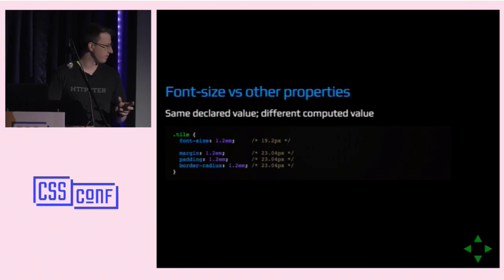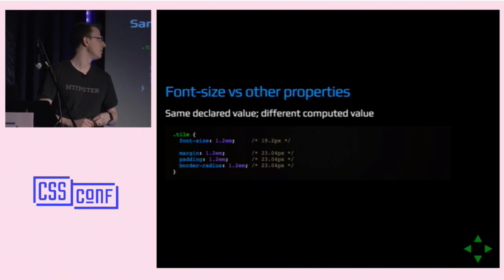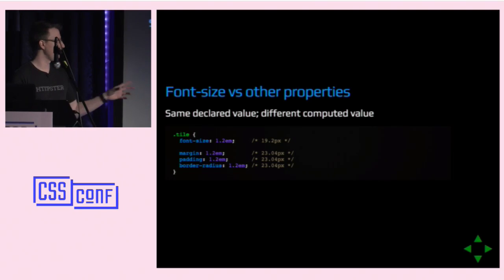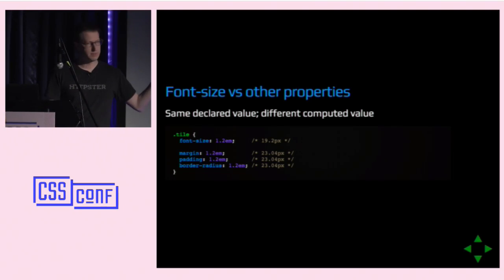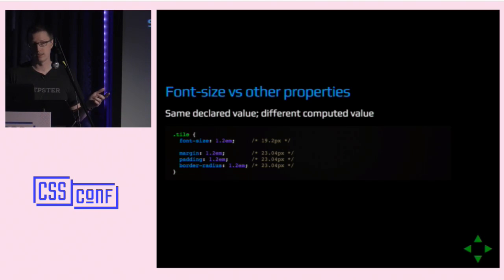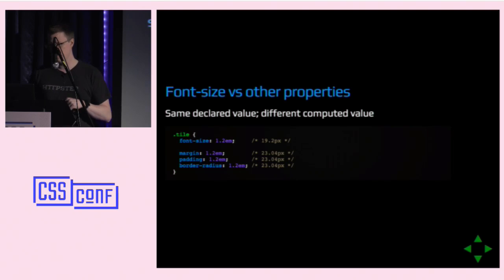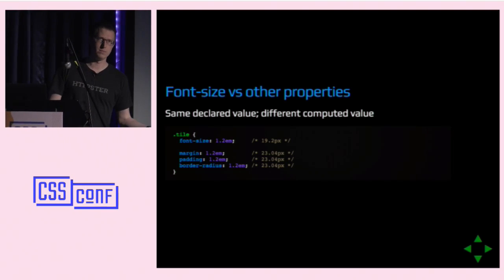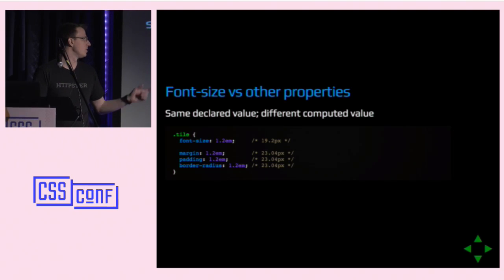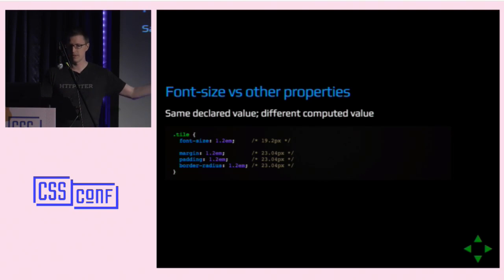This means font size is different. It's kind of a special snowflake when you use M's. If you give a bunch of properties 1.2M on the same element, assuming a 16-pixel inherited size, it will compute 1.2 times 16 pixels for the font size, giving you a font size of 19.2 pixels, which then in turn becomes the new local definition of an M. And that value is used to compute 1.2M for everything else, which comes out at 23.04 pixels.